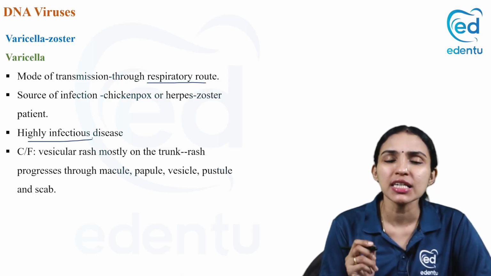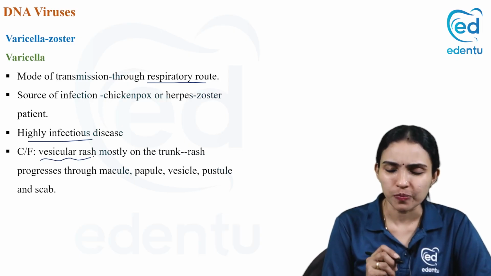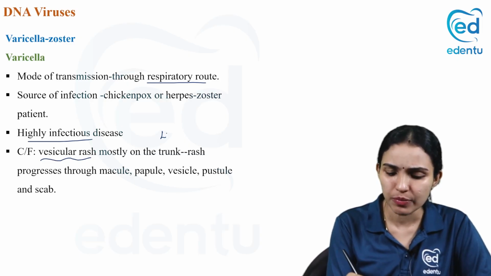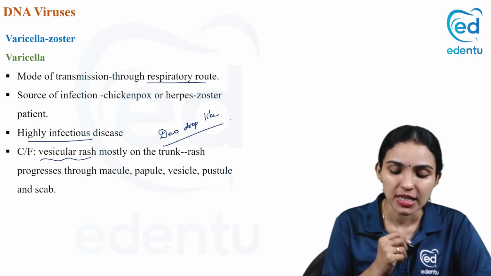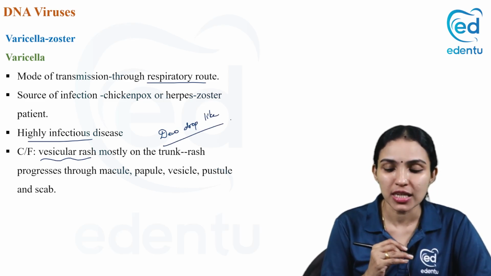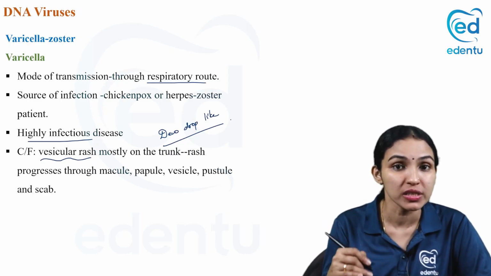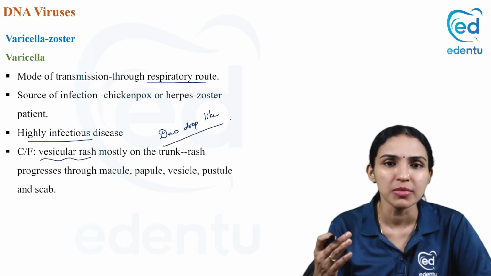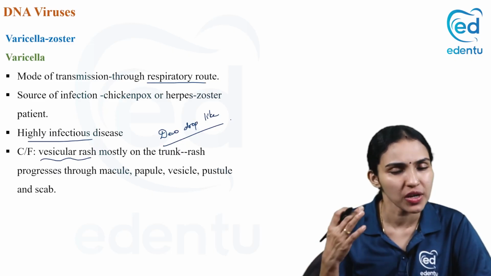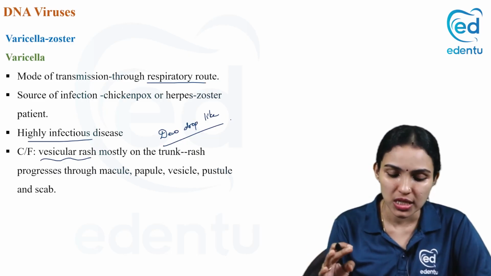What is the classical clinical feature of chickenpox? They will have a vesicular rash. We classically describe the rash as dewdrop like. Mostly the first rashes appear over the trunk. Later it will spread to other regions, but palms and soles will be spared. The face will be involved, the mucosa may be involved, but palms and soles are spared.